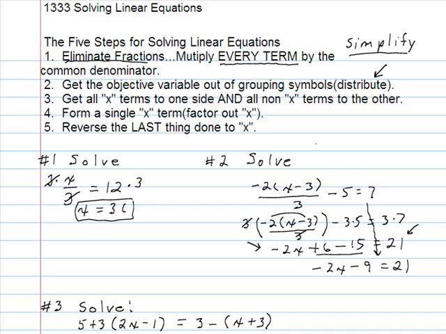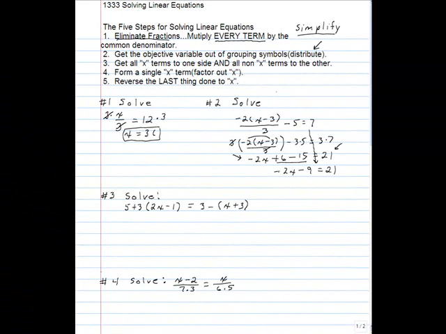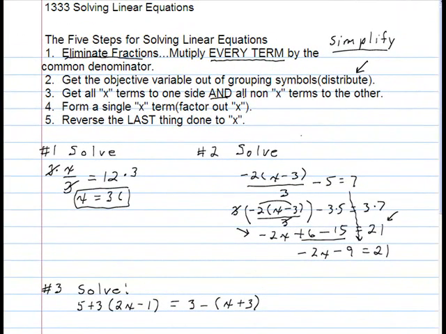Let's go on to step 3. Step 3 says get all your x terms to one side. Well, I only have one x term. It's right here and it's on the left, so I've already done that. But step 3 goes on with a capital AND. Get all your non-x terms to the other side. Well, if my x term is going to be on the left, then I want this 9 on the right. So I add 9. And I get negative 2x on the left is equal to 30 on the right.